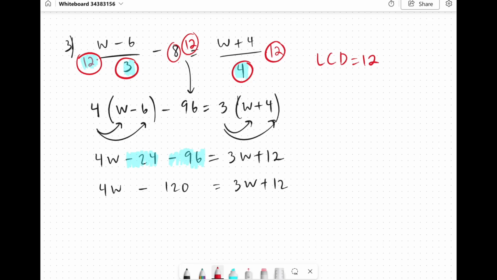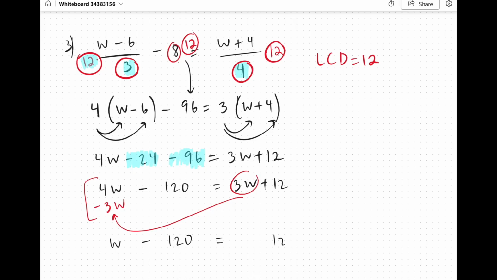Now I need both of my W's on the same side, so I'll take 3W and move it to this side from right to left, which will change the sign of 3W to a negative. And when I combine these two numbers with the W, I'm going to get 1W, or simply W. Bring down my minus 120, bring down the equal sign, and my 12. Last final step is to take the negative 120 and add it on the right. So W equals 134.